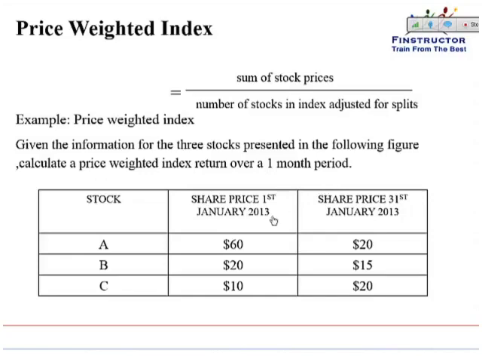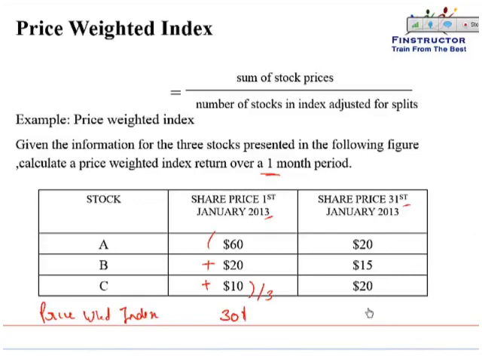So the share price as of 1st Jan is given and the share price as of 31st Jan is given, and we are asked to calculate the return over a 1 month period. So the value of the index to begin with would be 60 plus 20 plus 10 divided by 3. That is 90 divided by 3, or $30. This will be the value of the price weighted index.